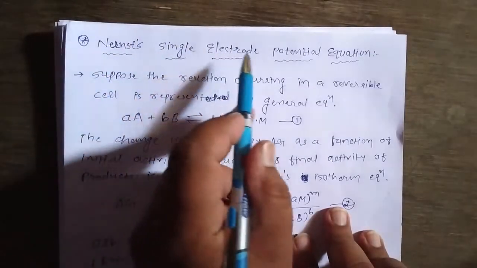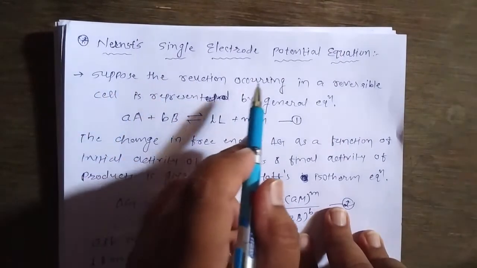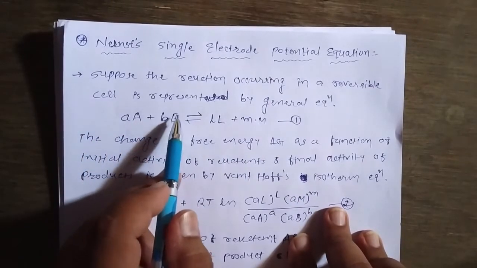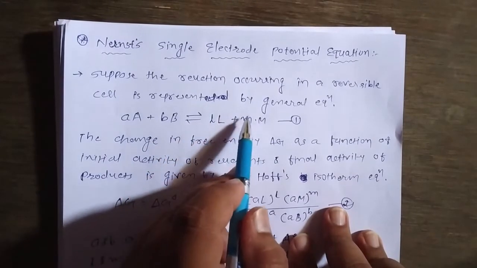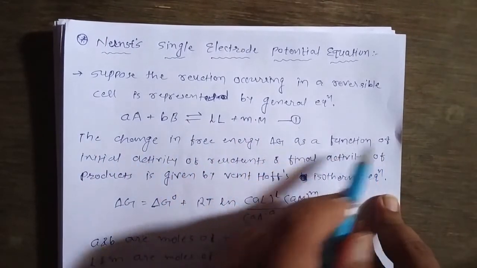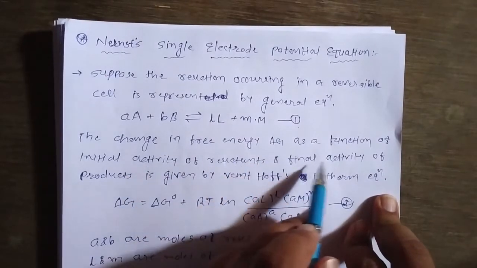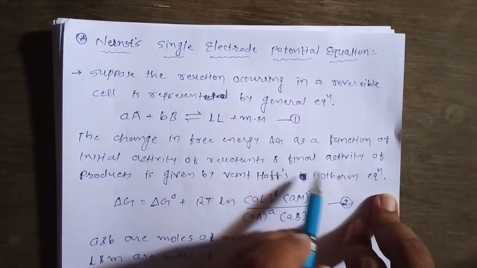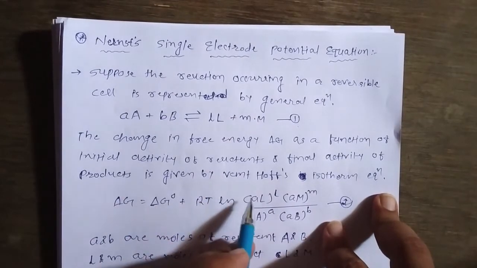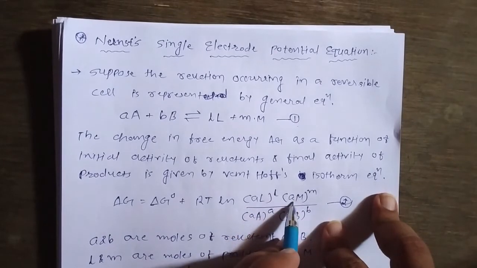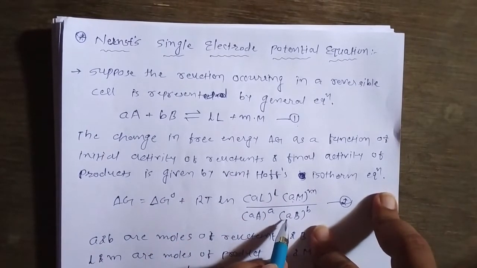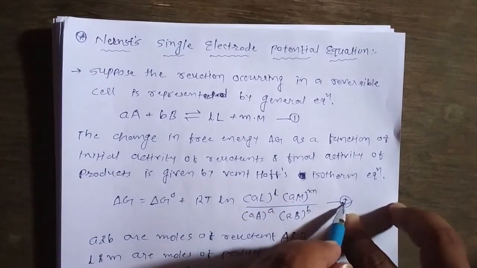Now we discuss the Nernst single electrode potential equation. Suppose the reaction occurring in a reversible cell is represented by the general equation, aA plus bB is in equilibrium with lL plus mM, that is equation 1. Now the change in free energy delta G, as a function of initial activity of reactants and final activity of the products, is given by delta G is equal to delta G0 plus RT ln of (a_L raised to l times a_M raised to m) divided by (a_A raised to a times a_B raised to b), that is equation 2.